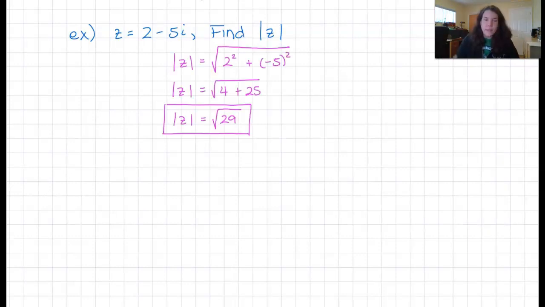Oops, sorry, I was trying to... All right, there you go. If you got the square root of 29, then you got it right.